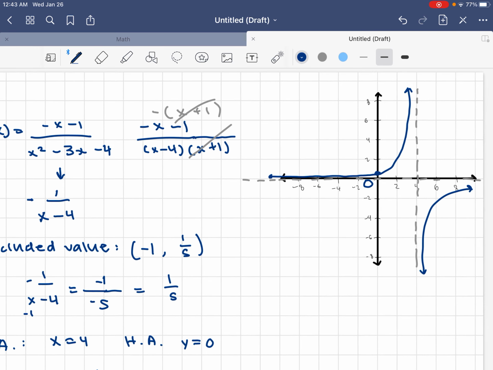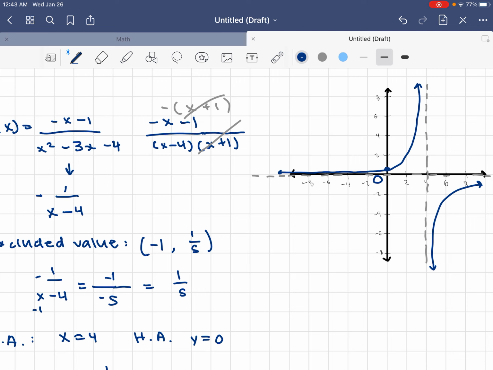Okay, so when we write our domain, we don't need to do the thing where we stop here and continue from here, because our graph doesn't have anything to do with that. Our graph continues through here instead of here. So we don't have to include our excluded values in our domain.